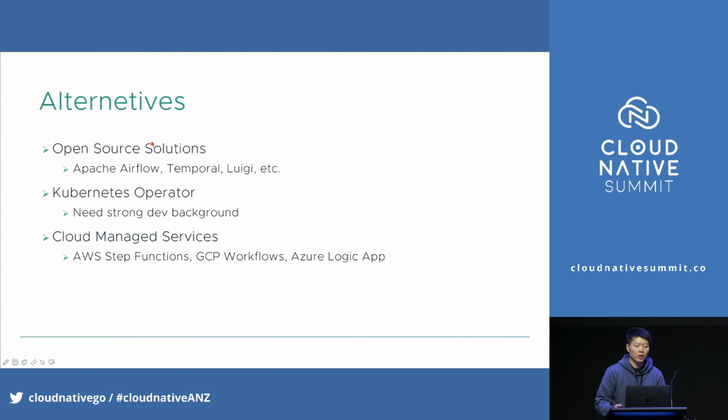And the third option is you can use cloud managed services, like AWS Step Functions, GCP Workflows, or Azure Logic Apps. But the thing is, if you're using those cloud services, you're actually locked in with those resources, right? It's very hard to migrate your workflow from one cloud to another. But if you use Argo Workflow, it's just running on a vanilla open Kubernetes cluster. If you are running your cluster in AWS, it could work. If you're running your cluster in GCP, it could work as well.